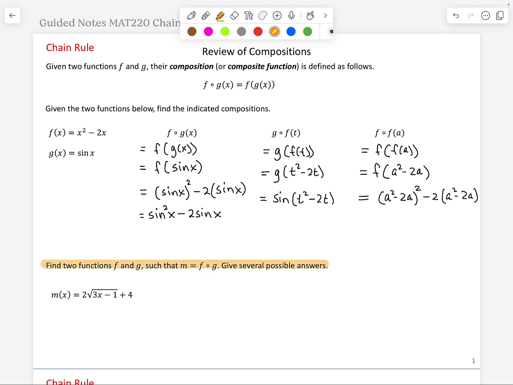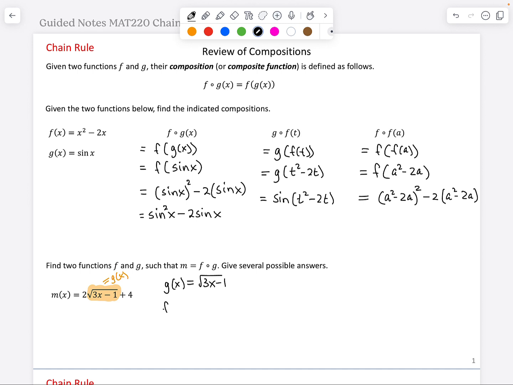Now find two functions f and g such that m is equal to f of g. Give several possible answers. So we want to view this function rule as a composite function. There are many ways to do this. Basically, you can highlight any portion of this function, such as this radical of 3x minus 1, and think of that as the g of x. So one answer could be that g of x is square root of 3x minus 1.